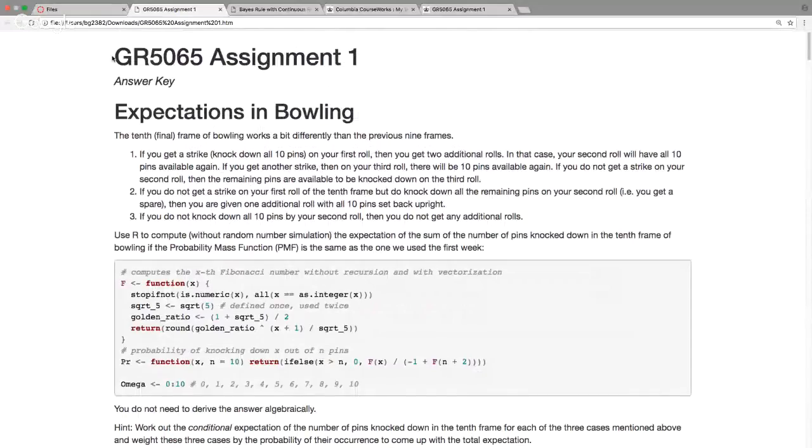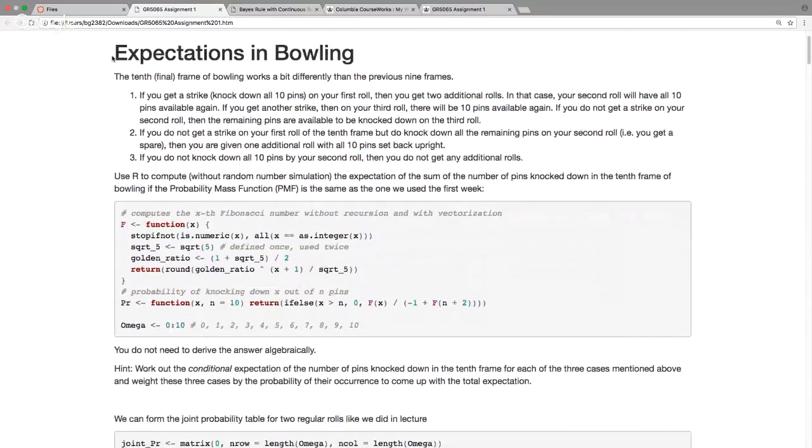Okay, so the first question is about expectations in bowling, and what you needed to do in order to answer this is to break up the total expectation for the 10th pin, 10th roll, 10th frame of bowling into 3 or 4 different scenarios, get the conditional expectation within each of those scenarios, multiply them by the probability that this scenario comes into play, and then add it all up.